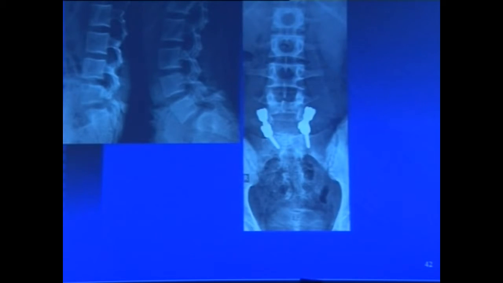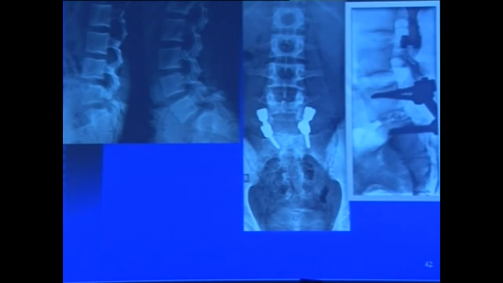This is a patient with a defect and a slip. The reduction and screw fixation has been done. This is a patient who is a young boy complaining of pain in the back. We have done the fixation, reduced it, and put a bone graft from the posterior side. And this is the early postoperative situation of this patient.